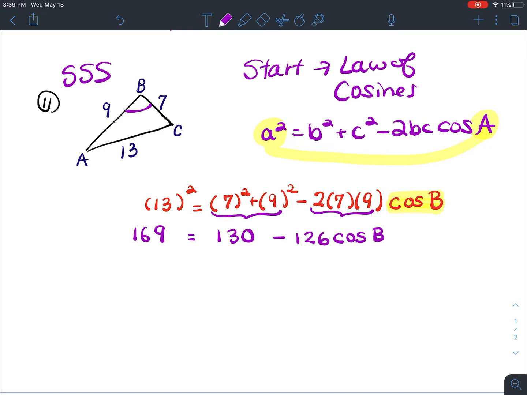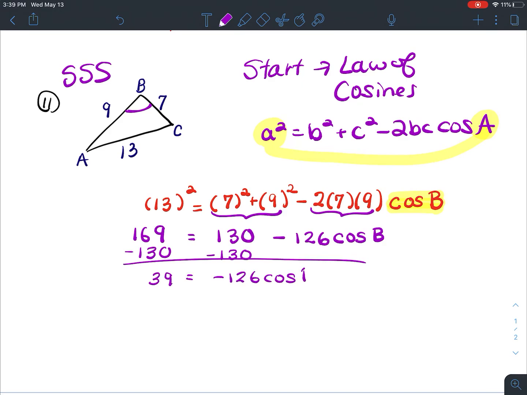Now here is a common mistake that people make. They want to subtract 126 from 130, and you can't do that because this 126 has a cosine B connected to it. These are two separate terms, so they cannot be combined together. Instead, we are now going to get rid of the 130. So we're going to subtract 130 from 169, and that's going to give us 39.